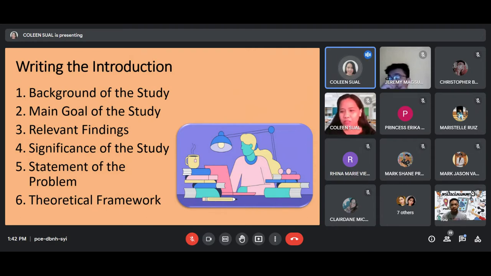But in a detailed research paper, background of the study, 1 page. Main goal of the study, 5 sentences. Relevant findings, because you have to explain them, at least 2 pages. Significance of the study, you identify the beneficiaries and the benefits that they could derive, 2 pages. Statement of the problem, the same set of questions. Theoretical framework, 2 pages. So very detailed.